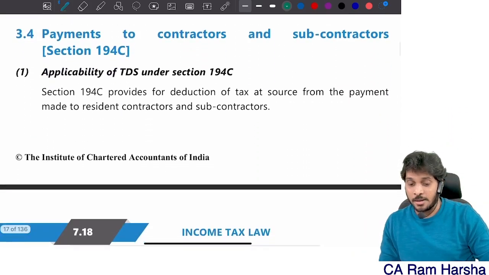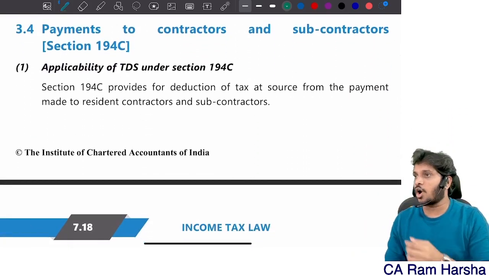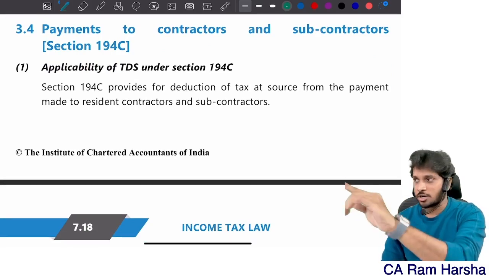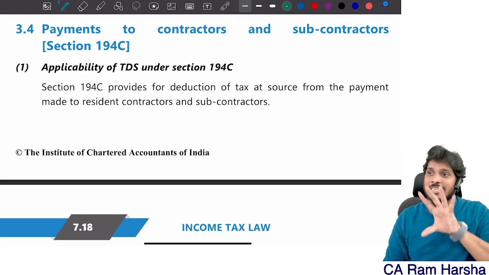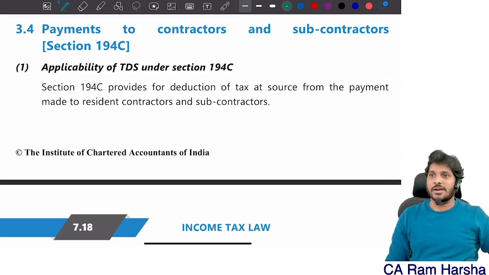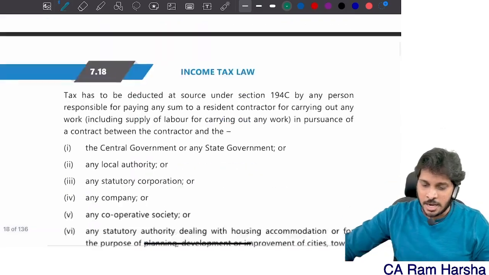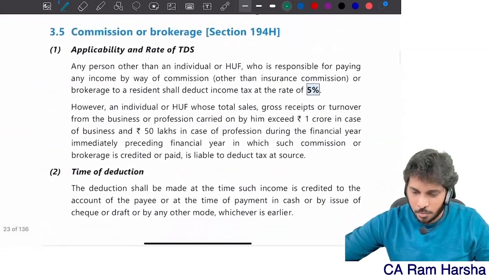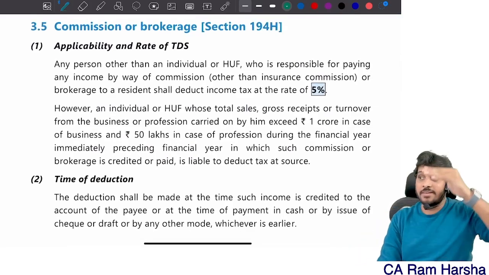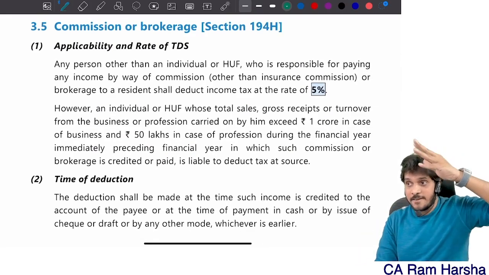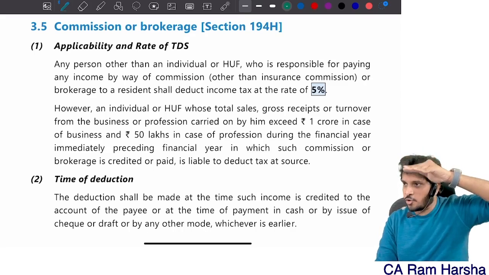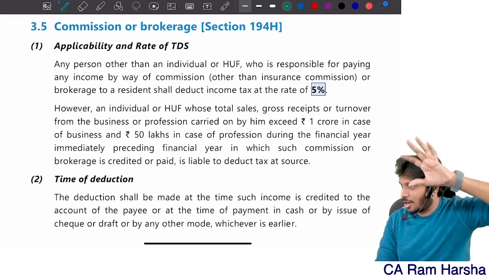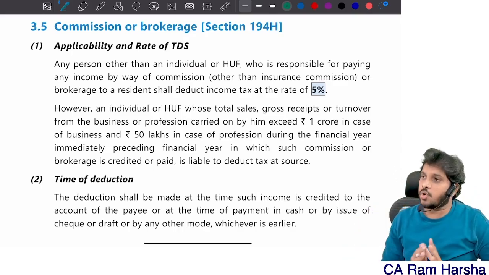Clear? Next, 194C, payment to contractors. I will come back to 194C at last, not now, because according to me 194C is like a residuary section. Next, 194H. We have in between 192A, 192D, 194D, 194DA, 194I, all that were there. We'll discuss that later. So now let's go with this order.